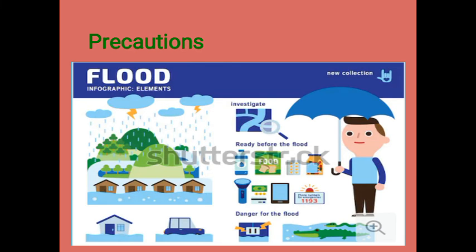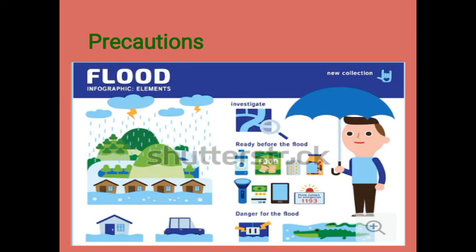Trees should be planted as they prevent flood water from spreading fast. Check dams can also be built to check the speed of water. Check dams, children, put a brake on the flow of water. They are made to control the flow of water. So these are the precautions for floods.